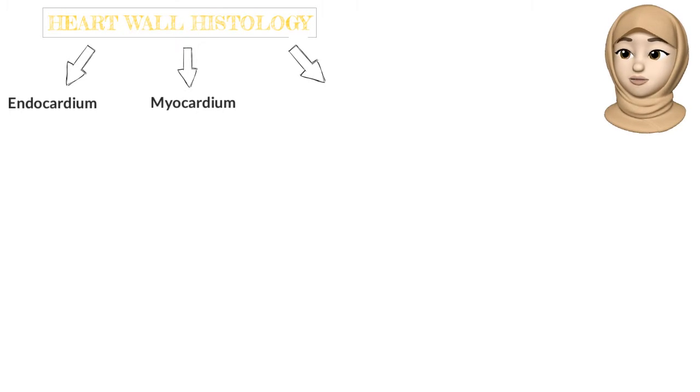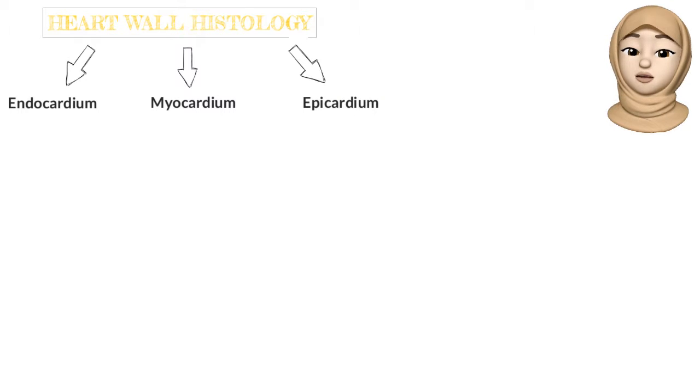We'll now discuss the histological structure of the heart wall. The heart is a folded endothelial tube whose wall is thickened to act as a regulated pump. The wall of the heart consists of three layers: your endocardium, myocardium, and epicardium.